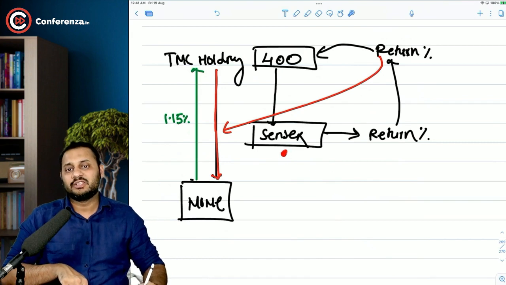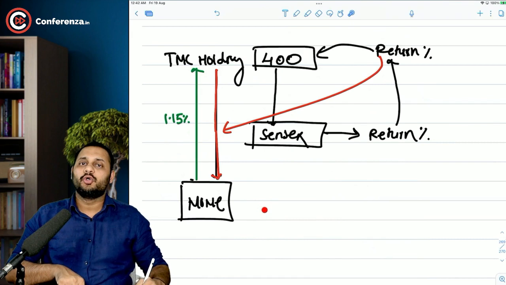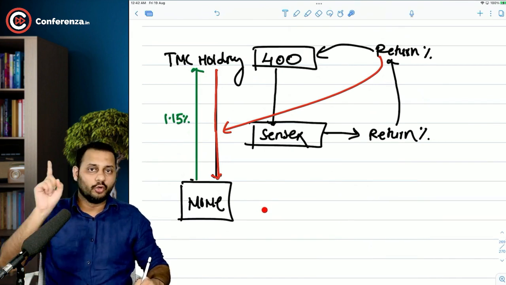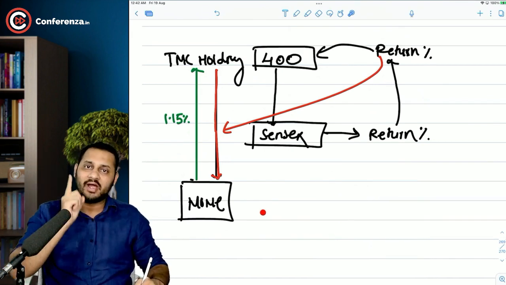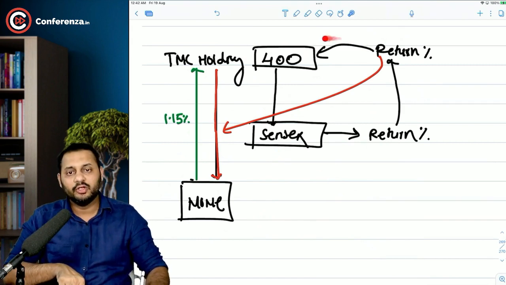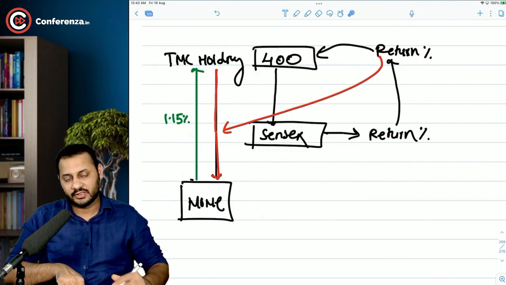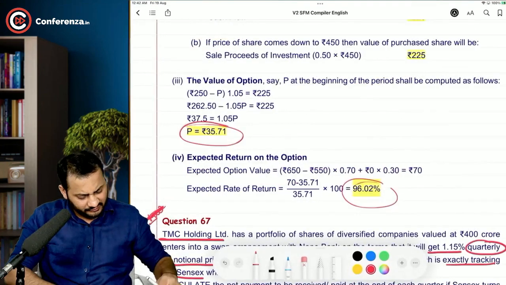Different values of the Sensex will be given. Opening and closing values of the Sensex will be given. You have to find out the return. Closing minus opening divided by opening is the Sensex return. That becomes the return of our portfolio on 400 crore, which will be paid by us. And this is the fixed amount received. That's it. It's very, very easy.